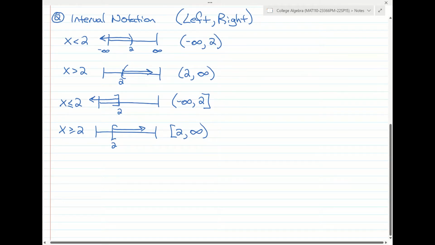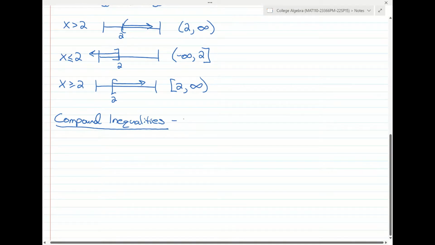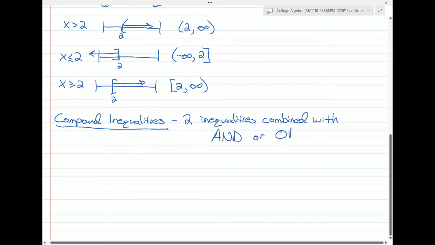Some things that we might also have to work with are called compound inequalities. Compound inequalities are just two inequalities combined with "and" or "or." And we'll talk about this more in the next section.